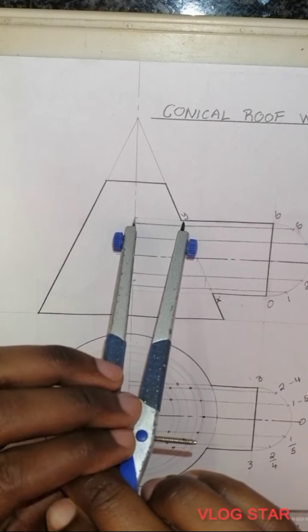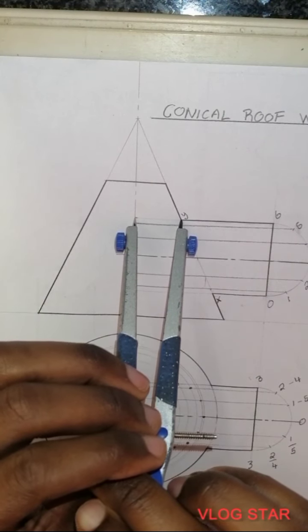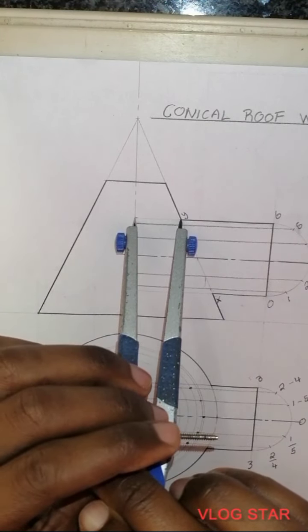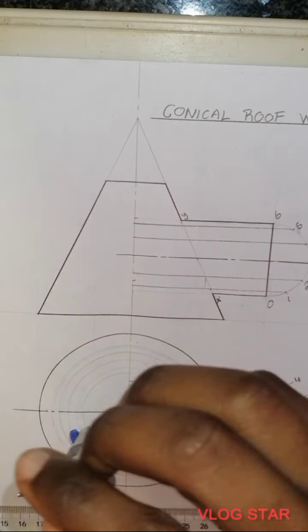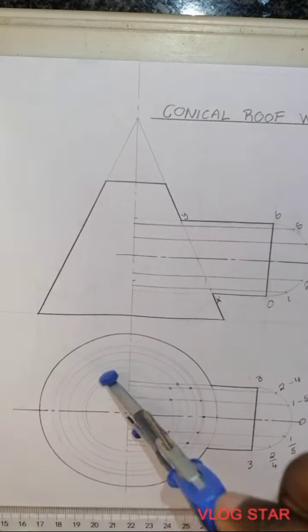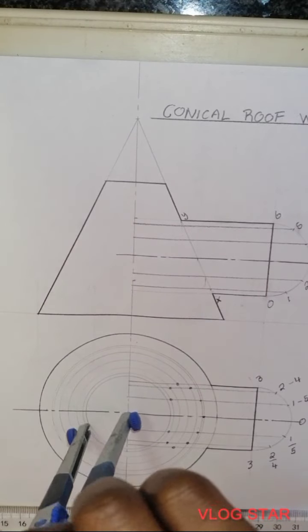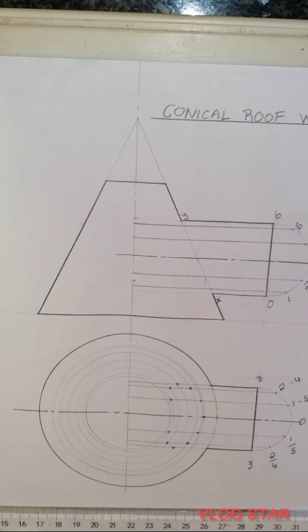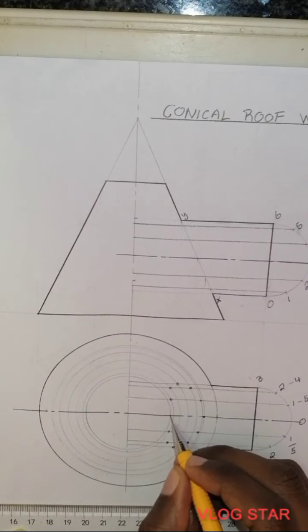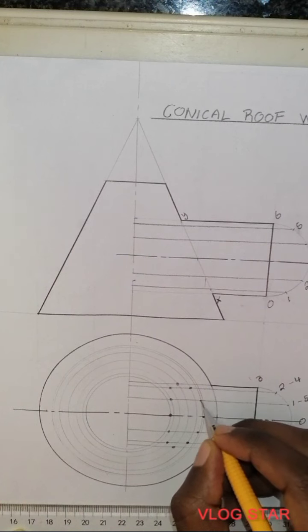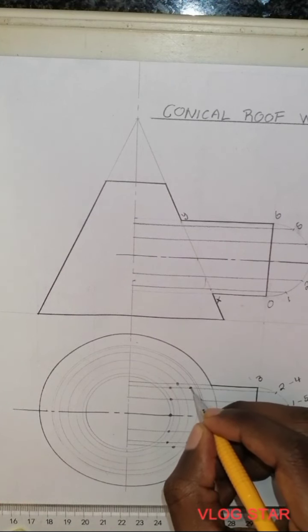Then I go to number six. Here is number six. Here's number six, guys. Then I come this side. Here is number six. Number six goes with zero. Then I go with this line, and where I see the circle of number six, I make a point. And here is my hole.